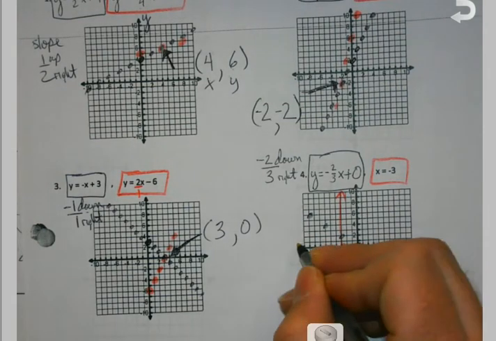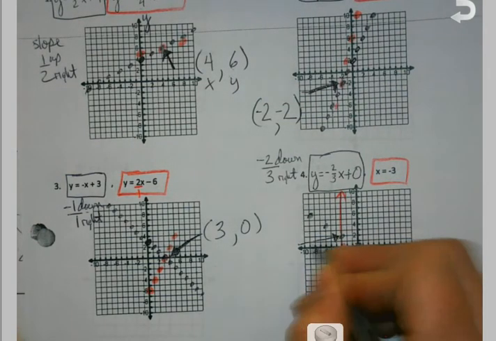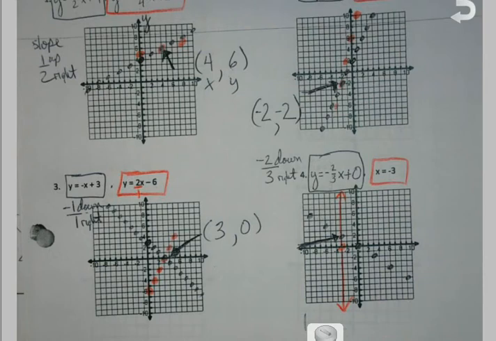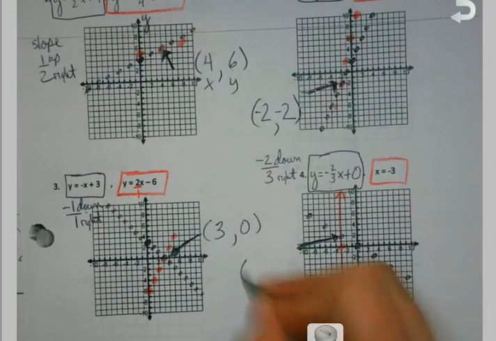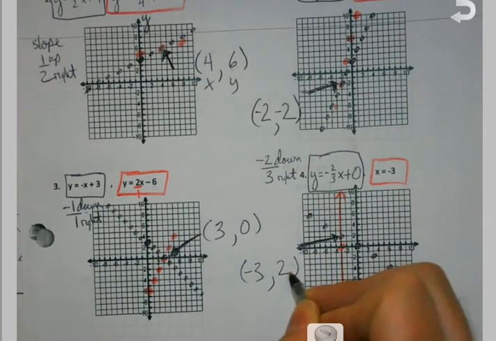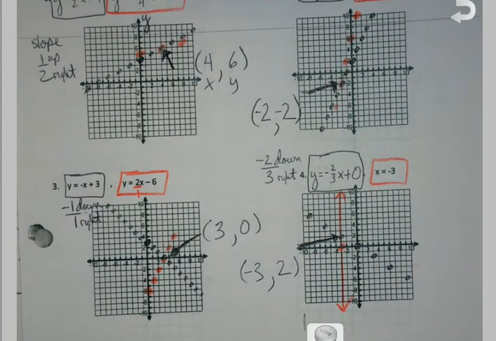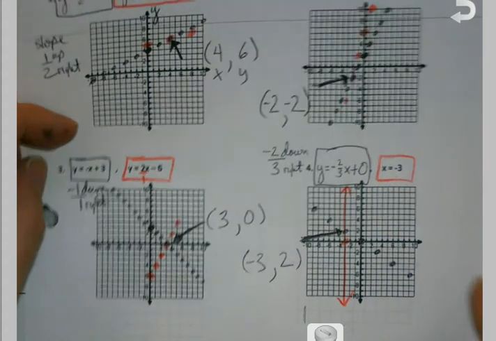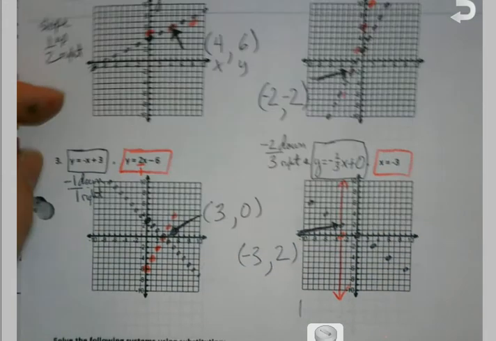And so I see right here is where my intersection's going to be. Yep, -3, because I went left 3, and up 2, so it's +2. So they all had a solution. Can't guarantee that's going to happen tomorrow, but did today.